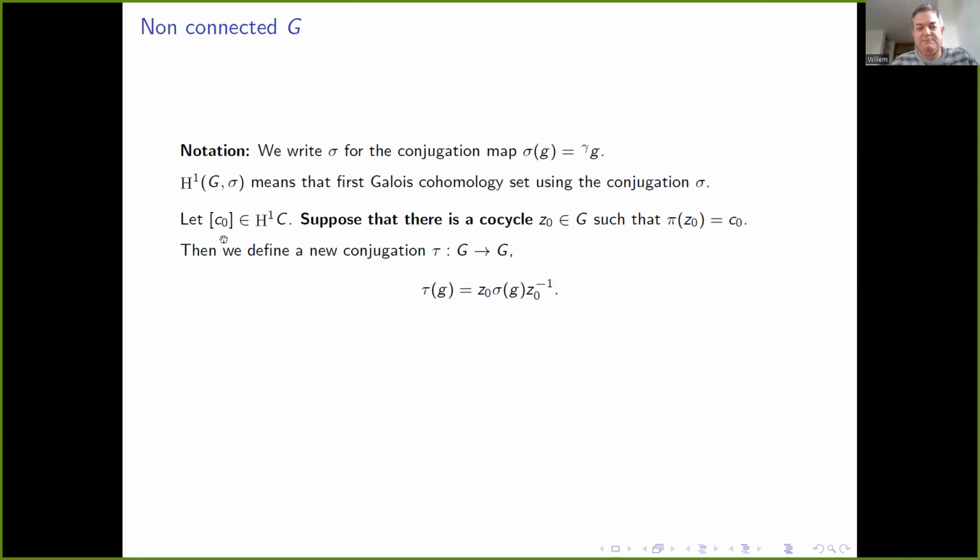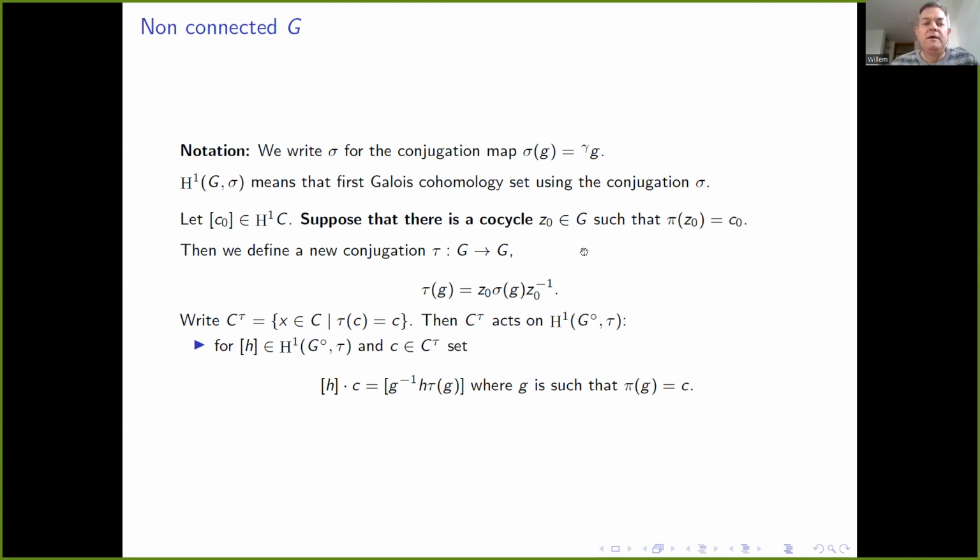So now let's take an element in the H1 of C. First we suppose that there is a cocycle Z0 in G. So we take our C0 in H1 of C and suppose that it lifts back into the group to a cocycle Z0, so that the image of Z0 is equal to C0. Then we can define a new conjugation on G, which is twisted by Z0.